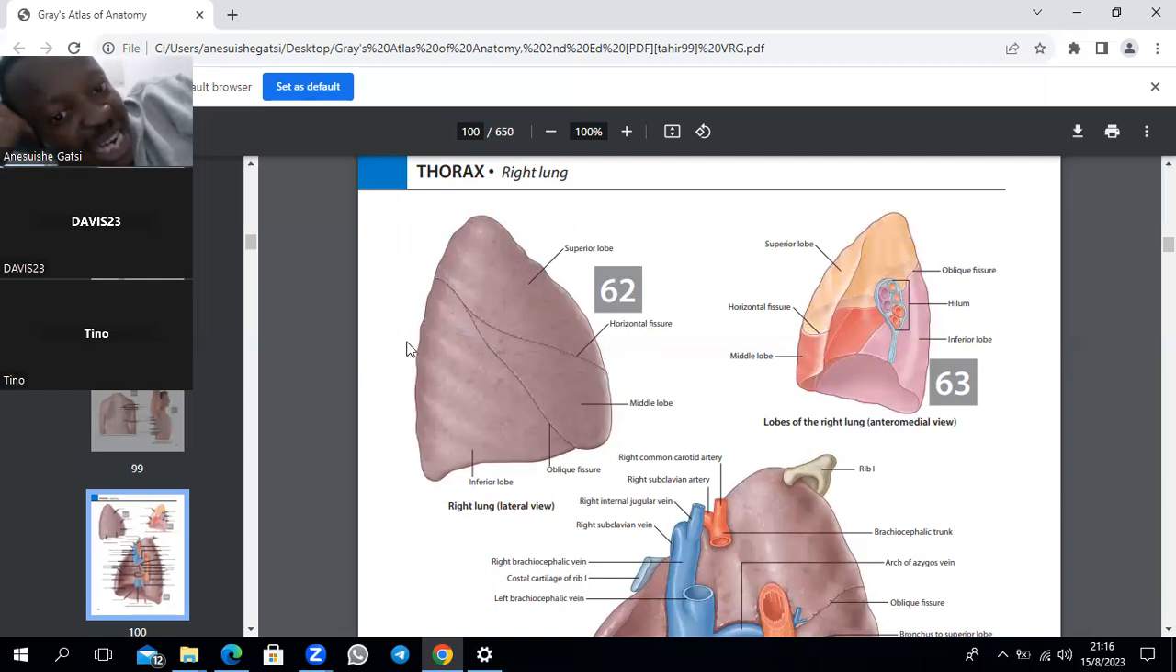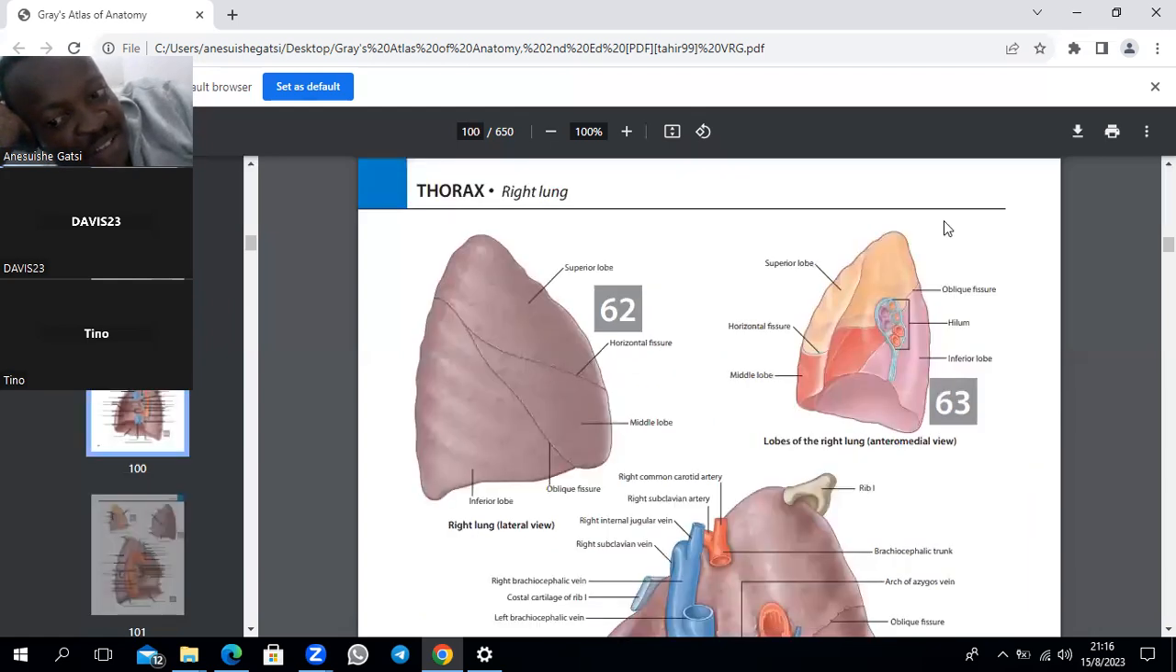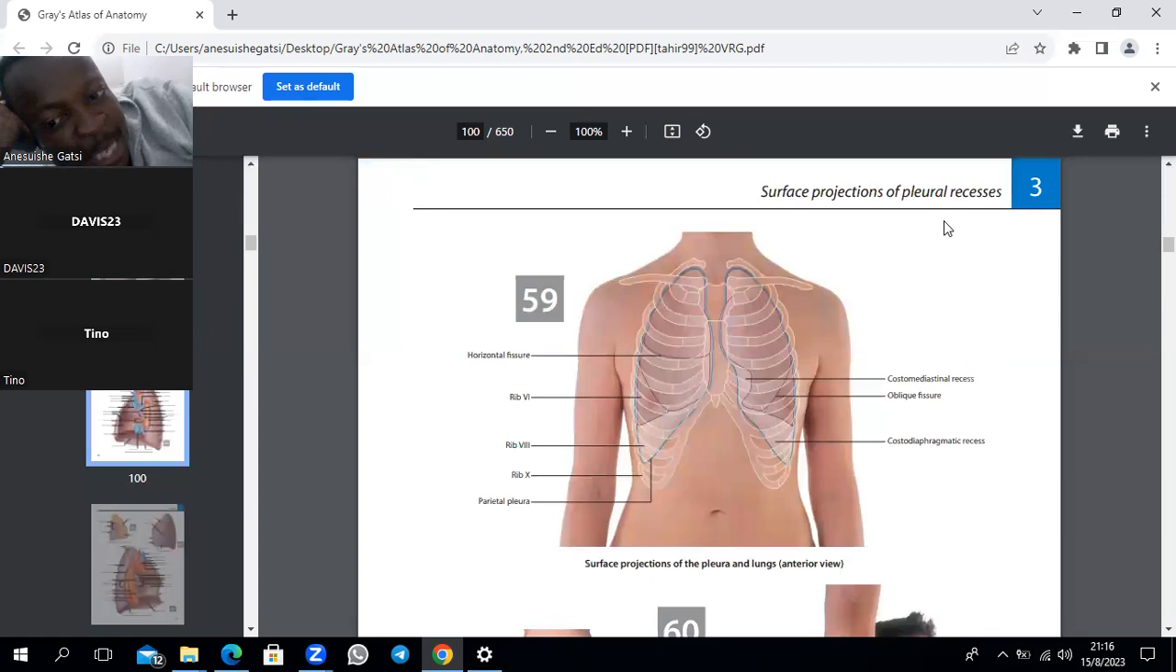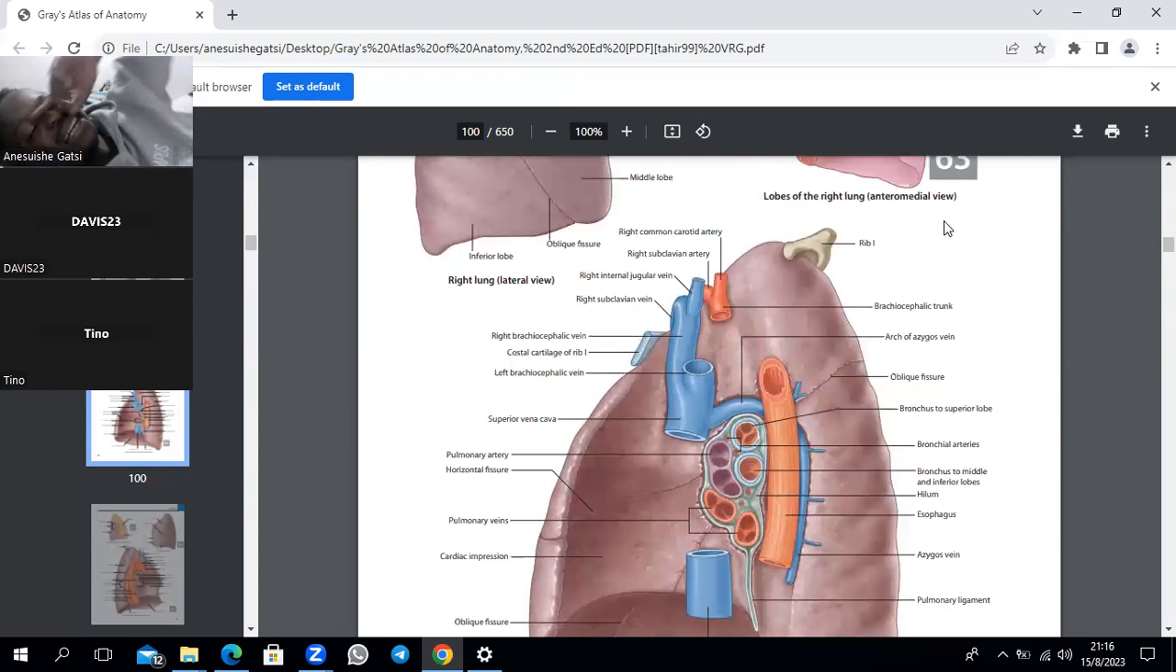So the difference between the right and the left is that the right has a superior lobe, middle lobe, and inferior lobe. The left lung is just a superior lobe and an inferior lobe, separated by the oblique fissure. Then this is the hilum of the lung. Hilum is where things enter and leave the lung. So that's your hilum.